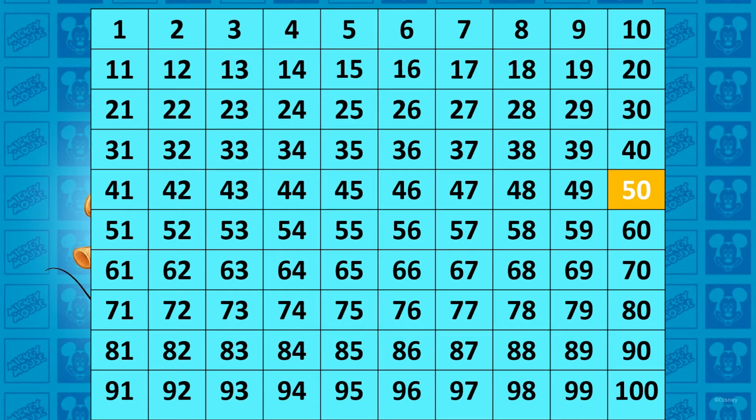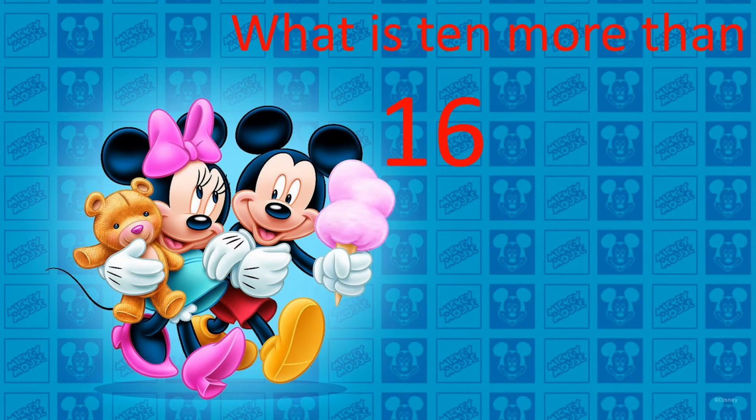Let's look at it on a 100 square. We have marked the number 50 on the 100 square. Finding 10 less than 50 is the same way of saying 50 minus 10. We know that 50 minus 10 gives us 40. We know that 10 less than 50 gives us 40. Let's look at a new question.